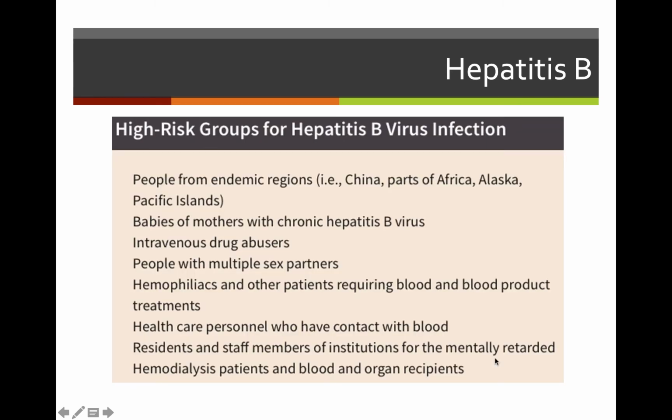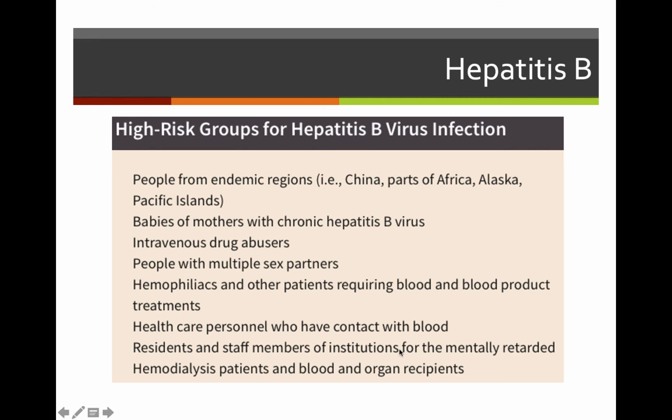High-risk groups for hepatitis B include people from endemic areas, China, Africa, Alaska, the Pacific Islands, babies born to mothers with chronic hepatitis B, intravenous drug users, people with multiple sex partners who do not practice safe sex, hemophiliacs and other patients requiring blood products, healthcare personnel who have contact with blood, and residents and staff members of institutions for people who have developmental delays.